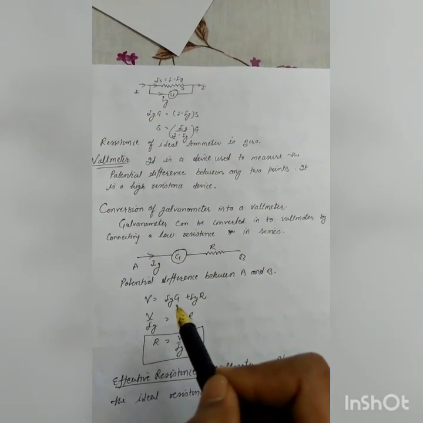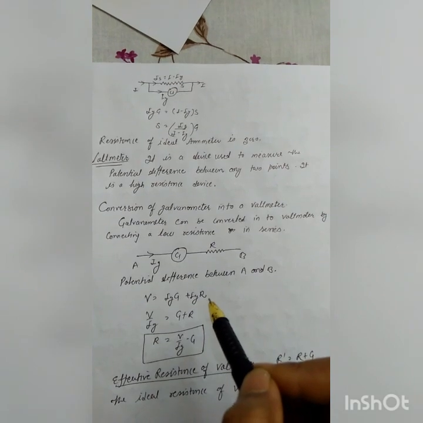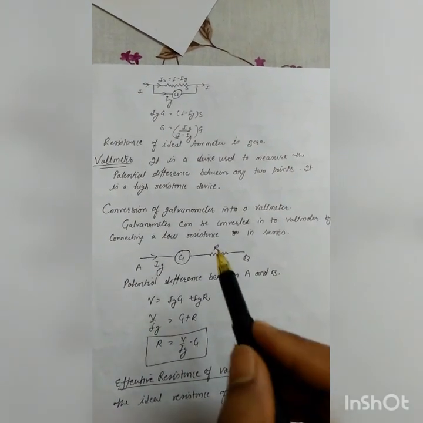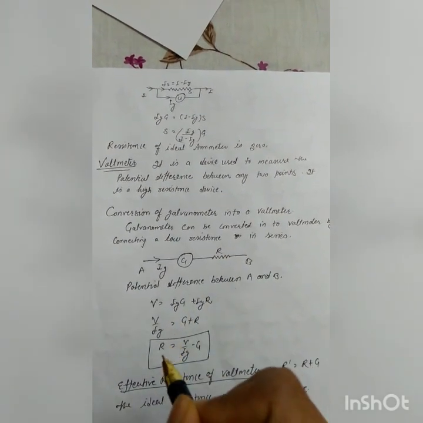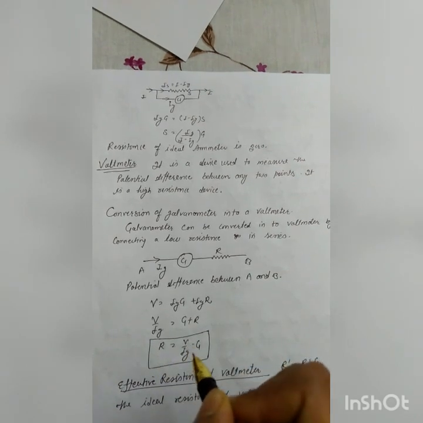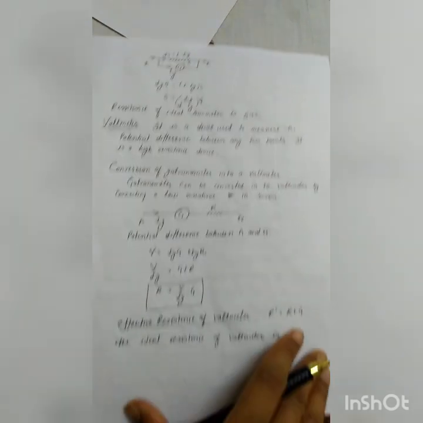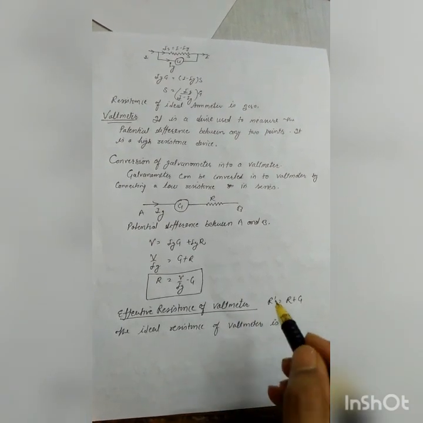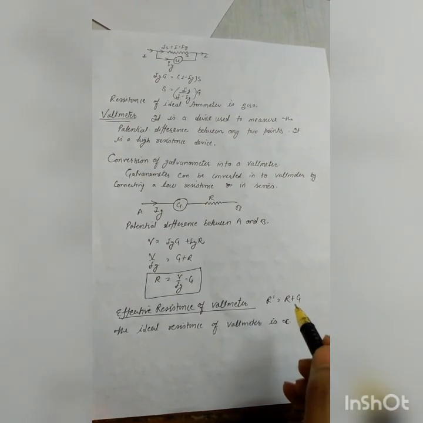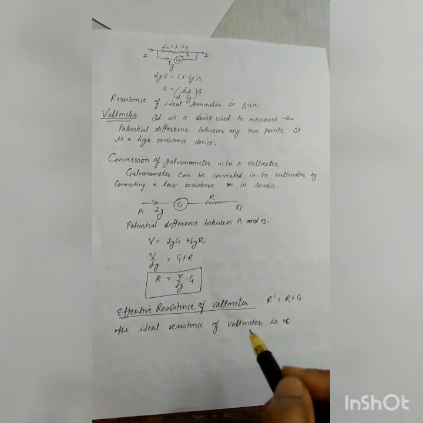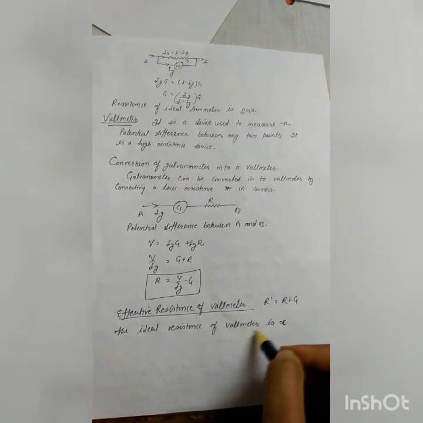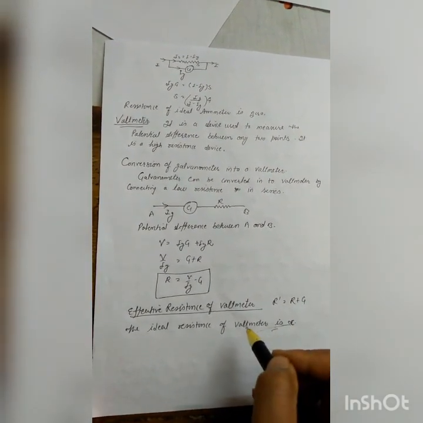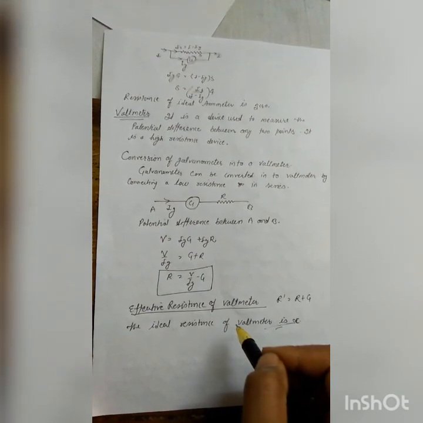plus Ig into R. G is the resistance of the galvanometer, R is the resistance of the resistance wire. So we can find the value of R, V upon Ig minus G. The effective resistance of the voltmeter, R dash, is equal to R plus G. The ideal resistance of a voltmeter is infinite. These are the notes. These are important for 1 mark questions.